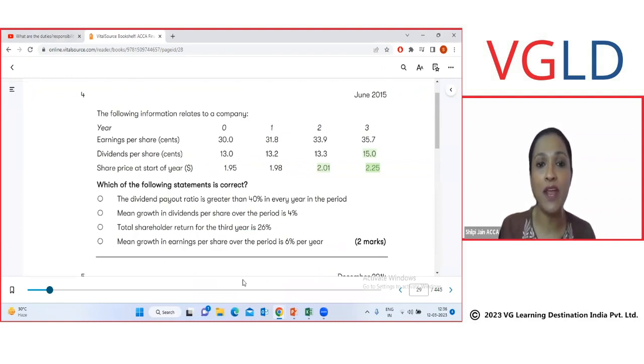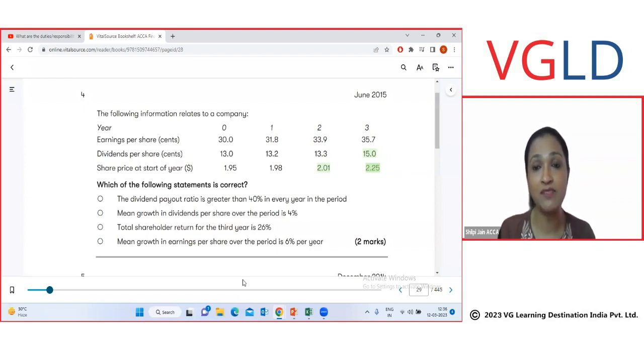So the dividend payout ratio is greater than 40% in every year in the period. So what you really have to do is just calculate the dividend payout ratio in every year. And is it actually greater than 40% in every period which has been given to you? So do that very quickly and check if that is true or not. Is it true? Is it not true?